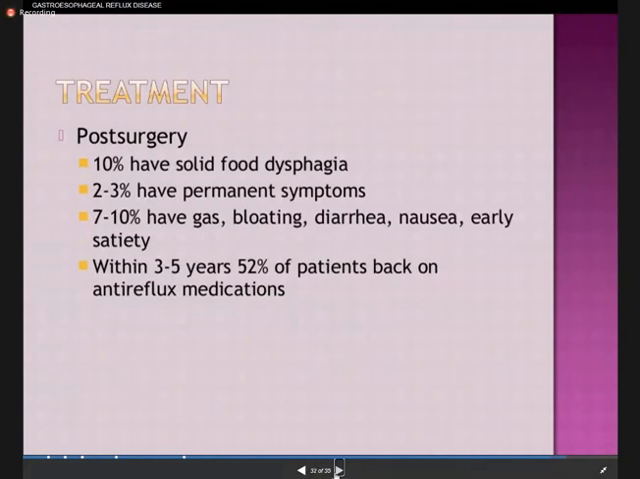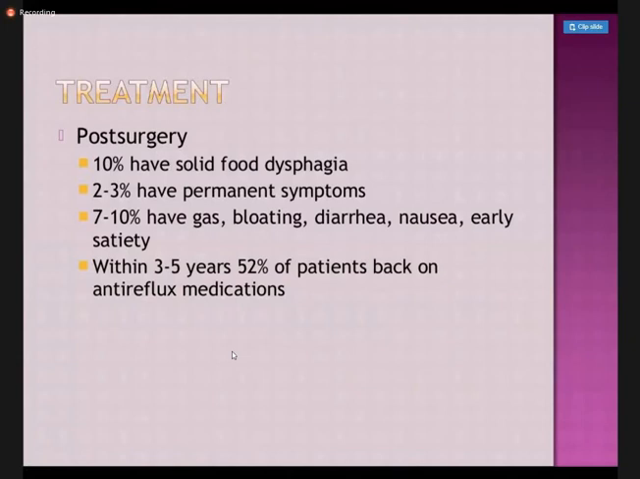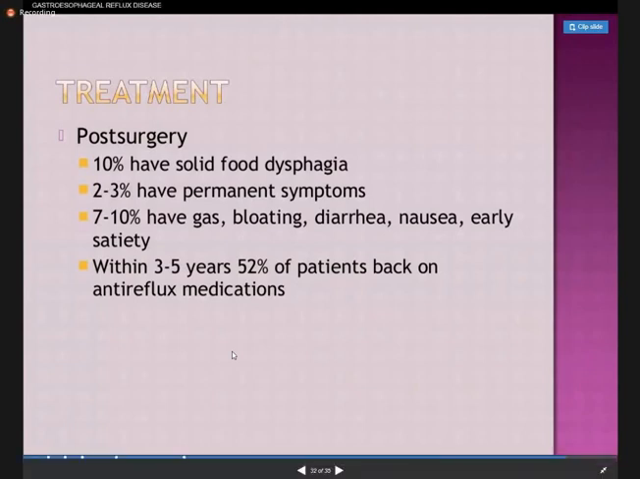But there are complications. I have already told you 10% have solid food dysphagia, 2 to 3% have permanent symptoms, 7 to 10% have gas, bloating, diarrhea, nausea, early satiety. Within 3 to 5 years, 50% of the patients are back on anti-reflux medication. So this is the KVA, but it is still being used and it is very useful.